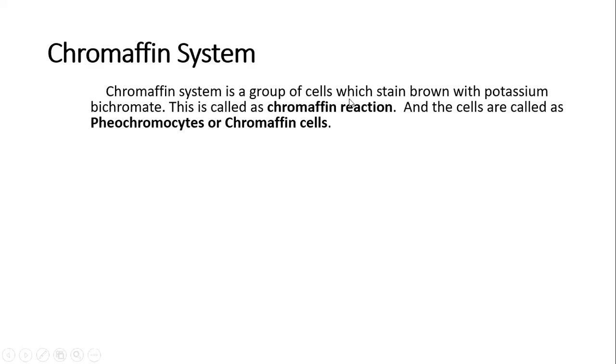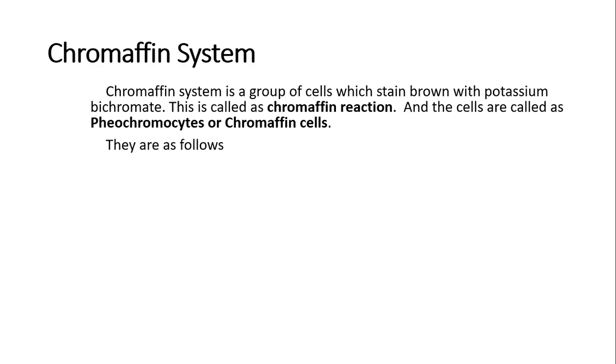This is called the chromaffin reaction. Whenever they are stained with potassium bichromate, this reaction is called the chromaffin reaction, and the cells are called pheochromocytes. The cells which take up this stain are called pheochromocytes, or they are also called chromaffin cells. Just like the cells of the medulla, there are some other cells in the body which take up the same potassium bichromate and stain brown. So they undergo the chromaffin reaction, and these cells are called pheochromocytes, or chromaffin cells.